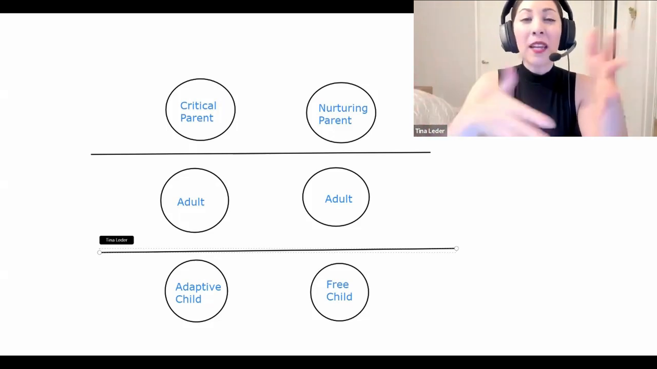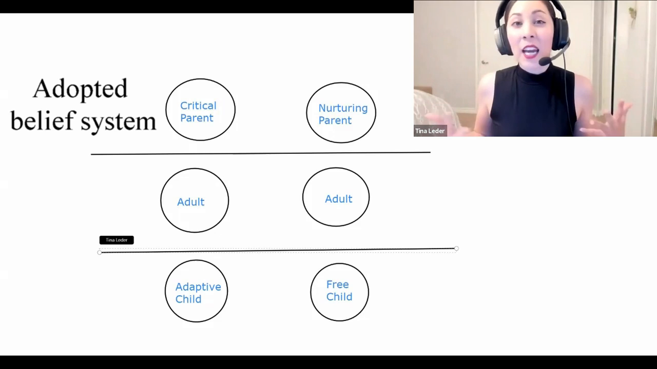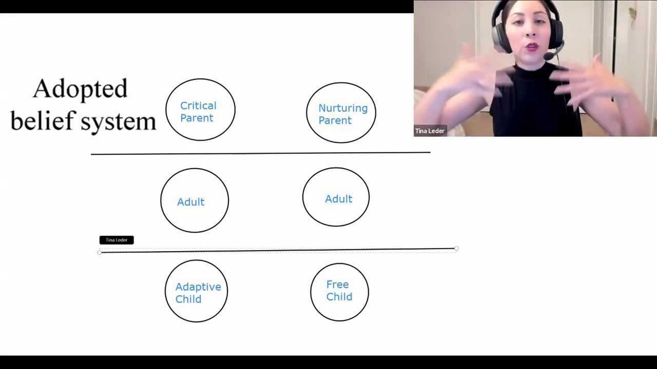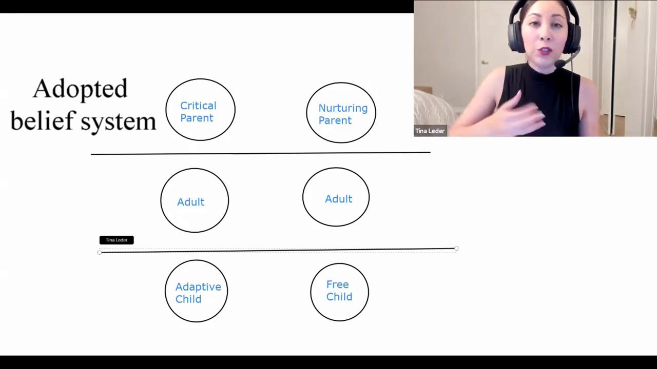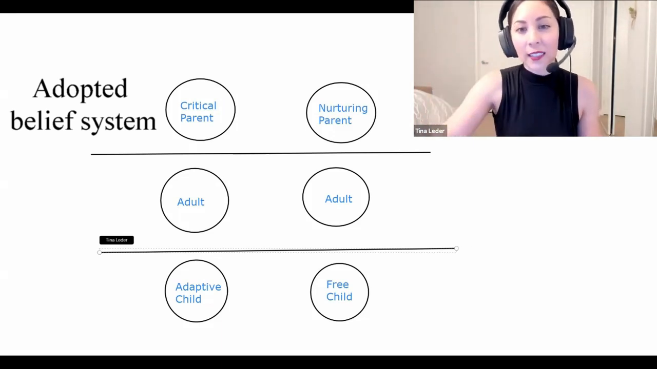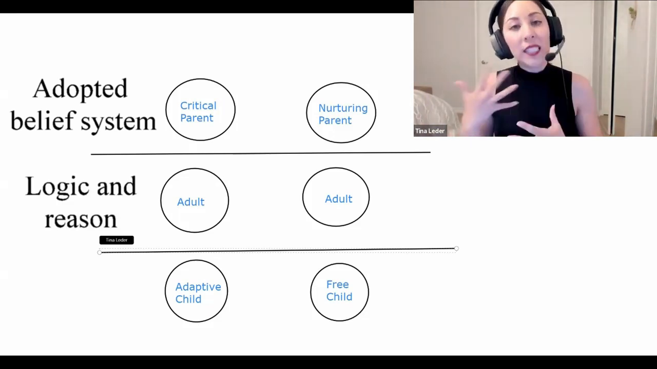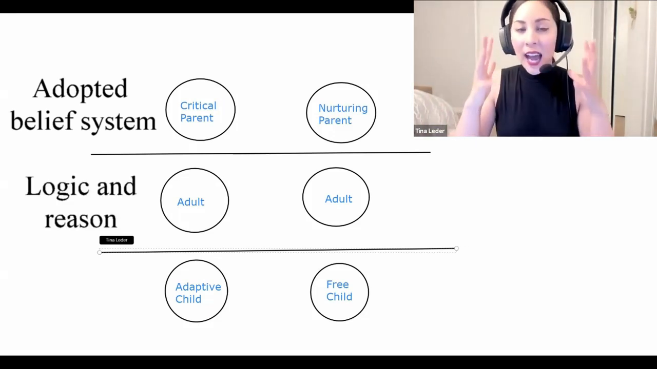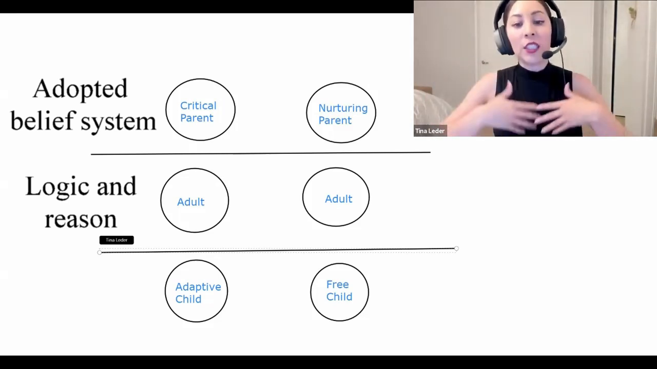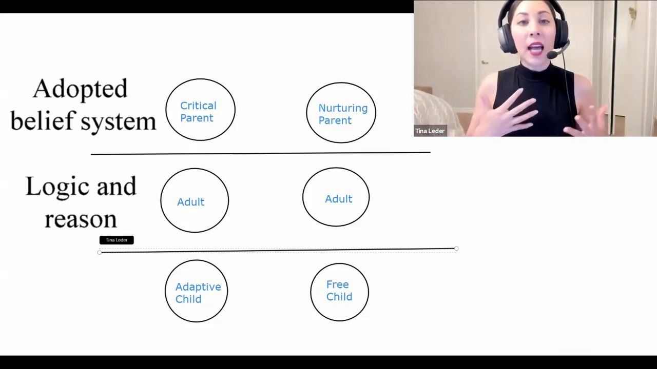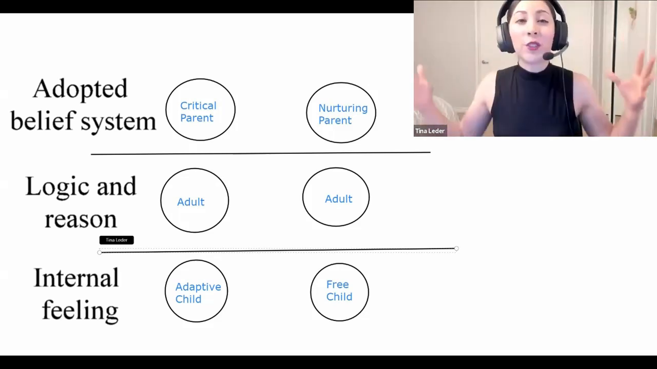The parent ego is formed by the beliefs and values that you grew up with, most likely from either your parents or some sort of parental figure. So it's something that you have adapted when you couldn't question authority at the time. The adult ego is when it comes to reasoning and looking at the database itself to come to a logical conclusion. The child ego is something that is more feeling based, our internal reactions to external events.